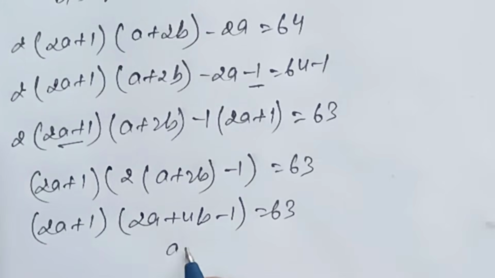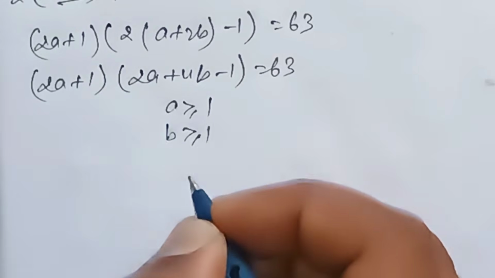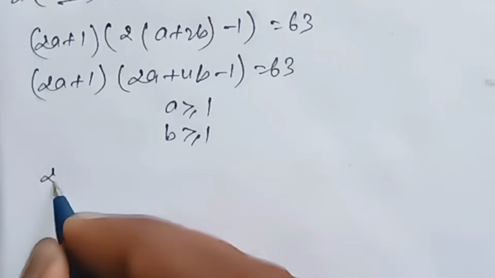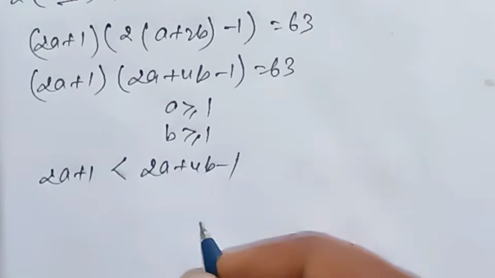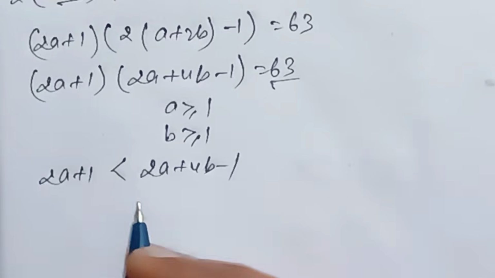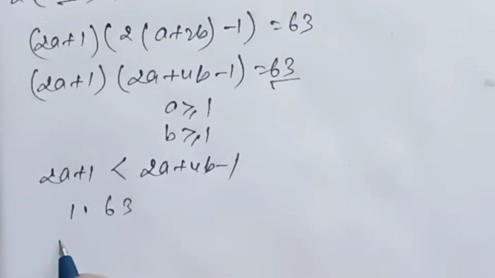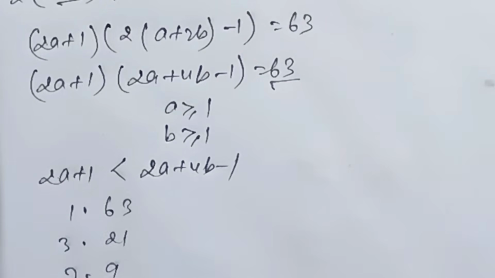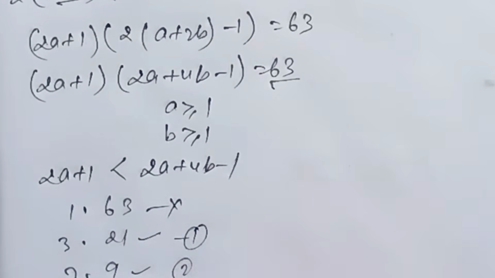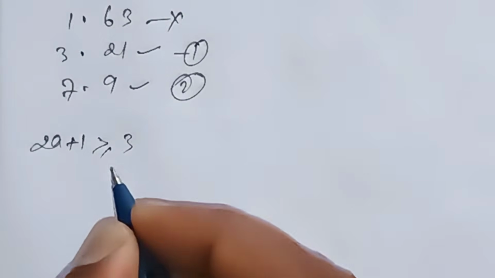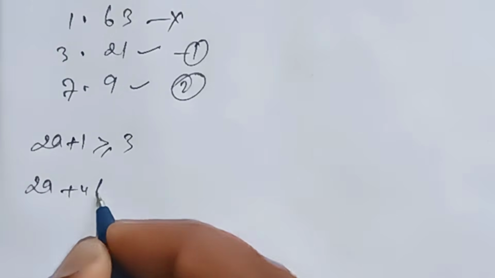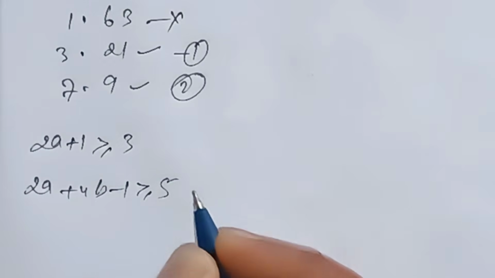Here the condition is telling that a is greater than 1, b is also greater than 1. So that 2a plus 1 is less than 2a plus 4b minus 1. So what are the factors of 63? First 1 into 63, 3 into 21, 7 into 9. The first will be rejected, these will be accepted. So case 1, case 2. 2a plus 1 is greater than or equal to 3, and 2a plus 4b minus 1 is greater than or equal to 5.